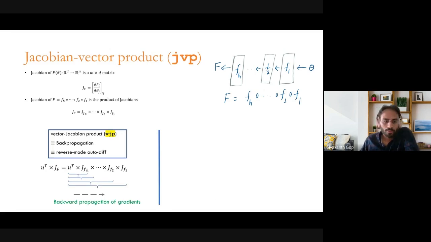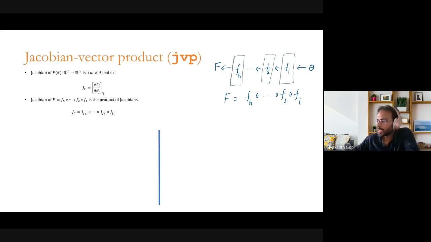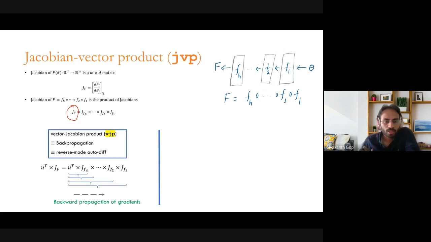Now, this Jacobian matrix is usually pretty large, and we don't want to compute the entire matrix. What we instead want is to be able to multiply this Jacobian matrix by vectors on the left or the right. If you multiply it on the left, this is called the vector Jacobian product. And it turns out that this is exactly what backpropagation is doing. It is multiplying the Jacobian of your function with a vector on the left. So it's U transpose J.